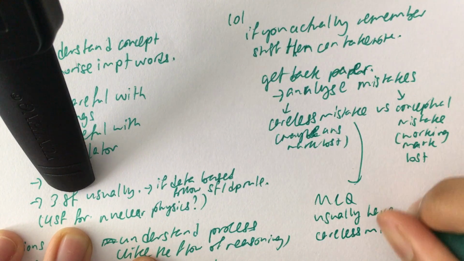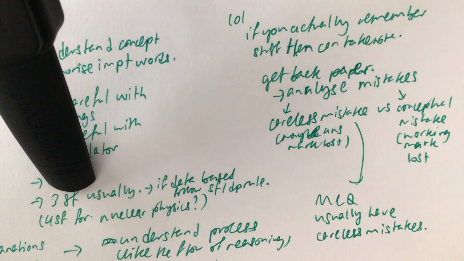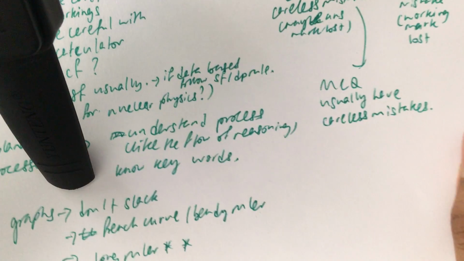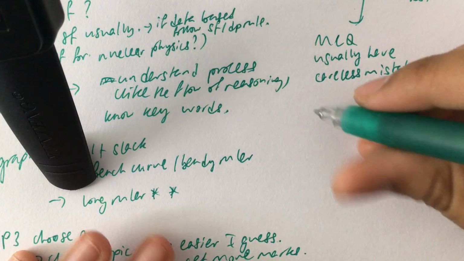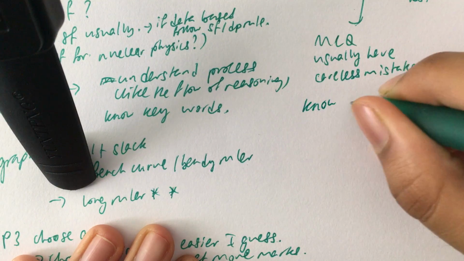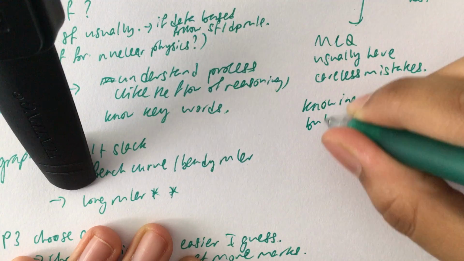So the last kind of mistake you can probably make is that you use the equation but you don't use it properly. You know this equation is meant for this topic, but at the same time you don't really know how to proceed after you use the equation. You know what I mean?